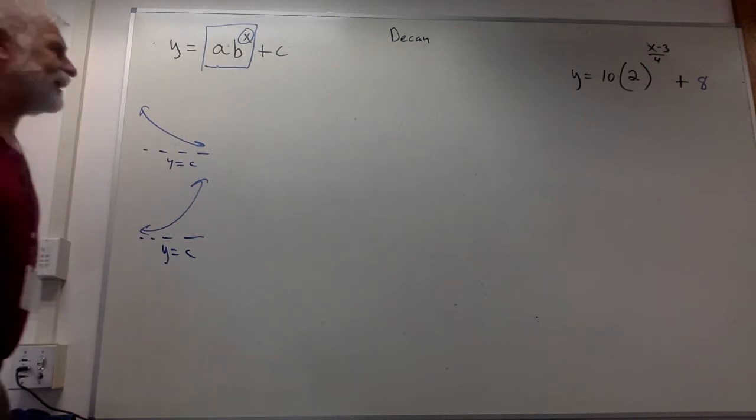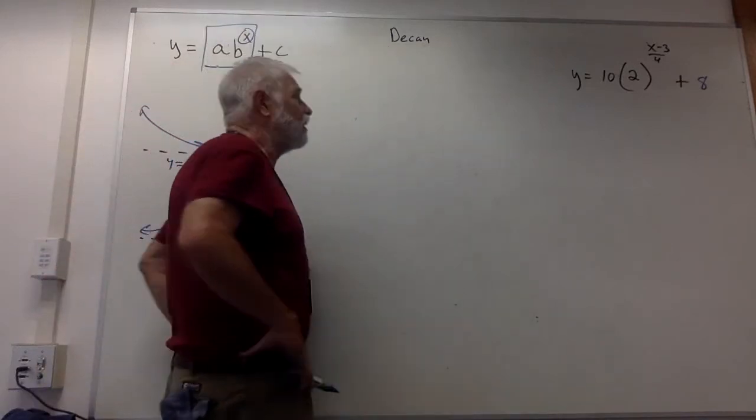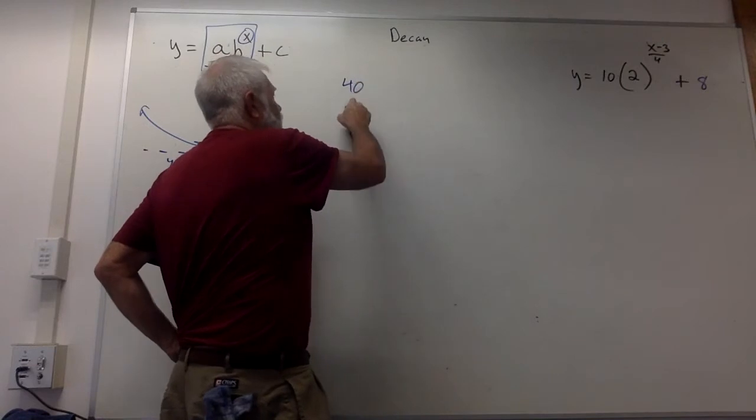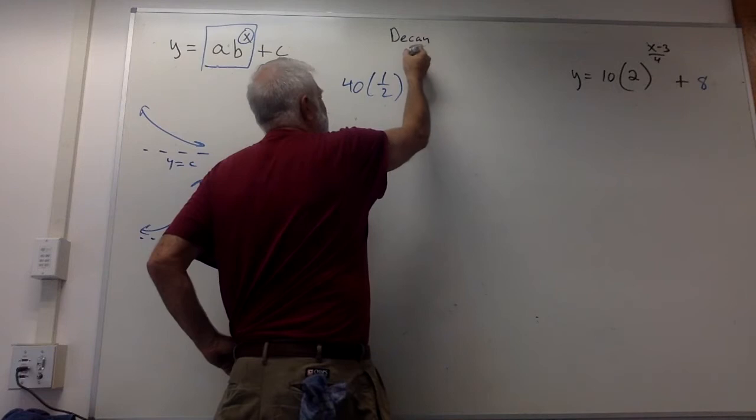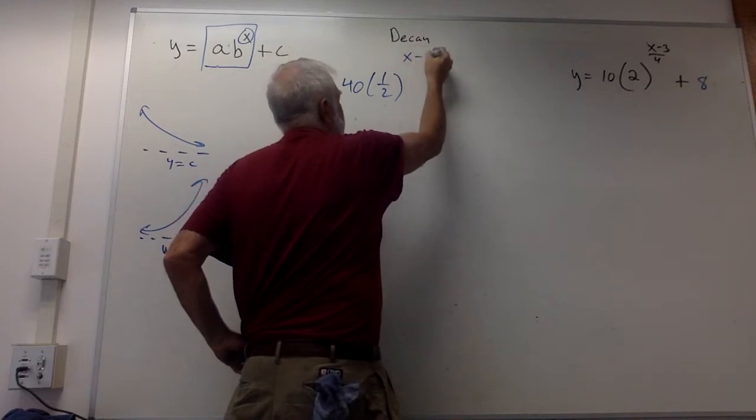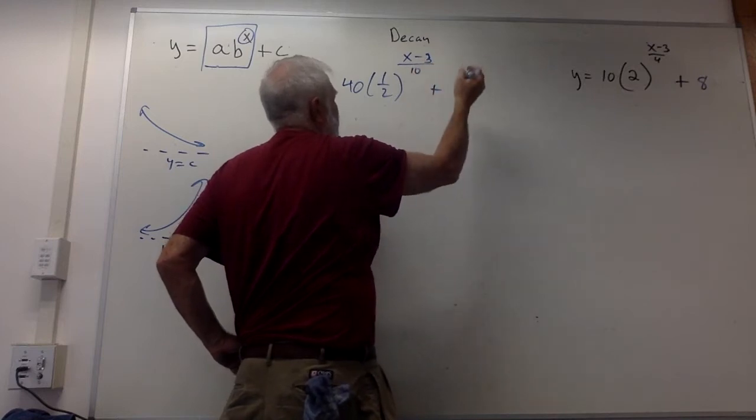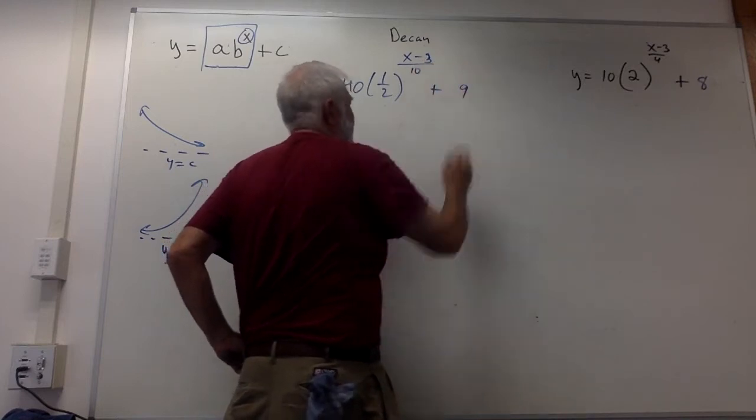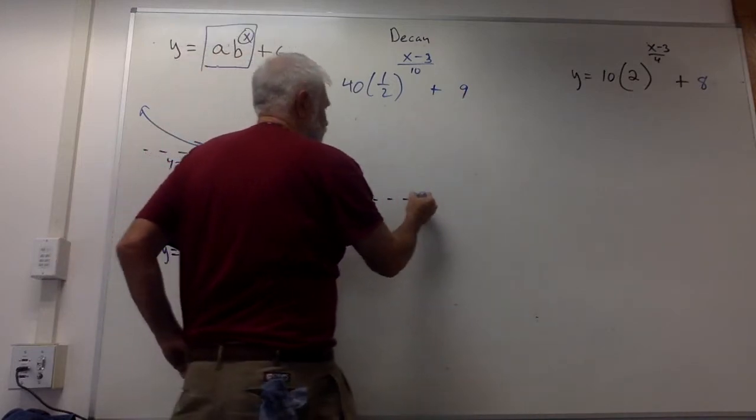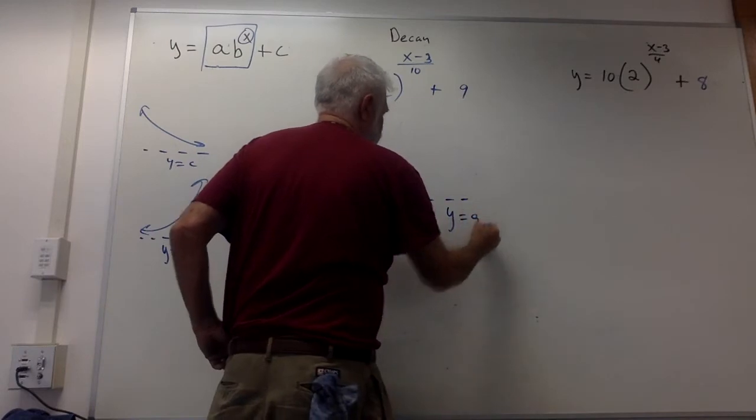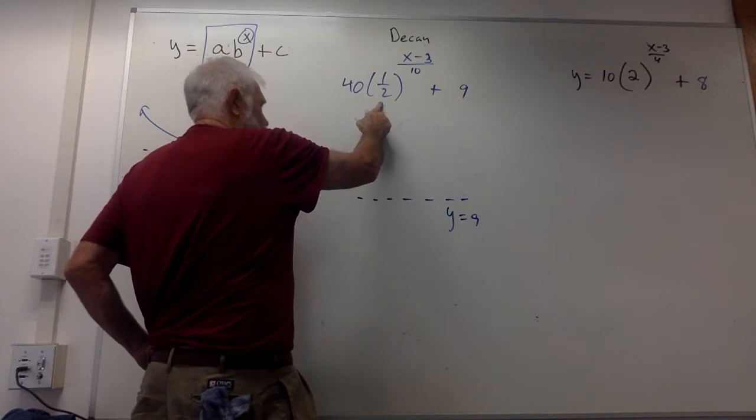All right, so let's do a decay graph. And let's talk about the four things you have to do to be able to successfully graph a decay problem. So let's start with a number that we can cut in half. Let's stay with x. So let's do x minus 3 over 10, and let's put it on top of, I don't know, 9. Okay, so what's the first thing you look for? The constant. And what you're going to learn is if it's less than 1 but positive, it's decay.